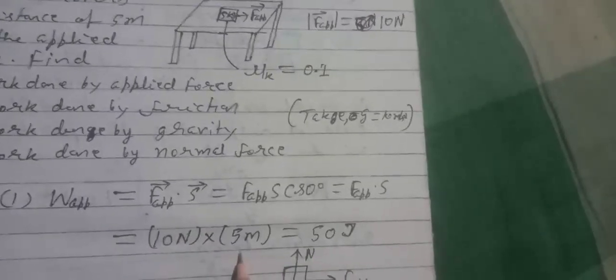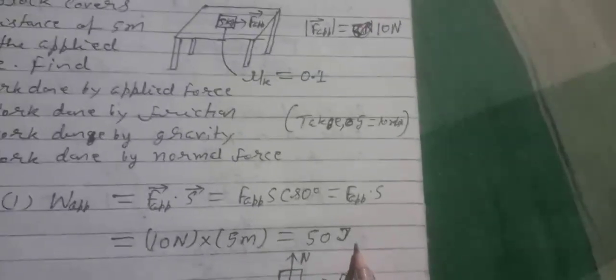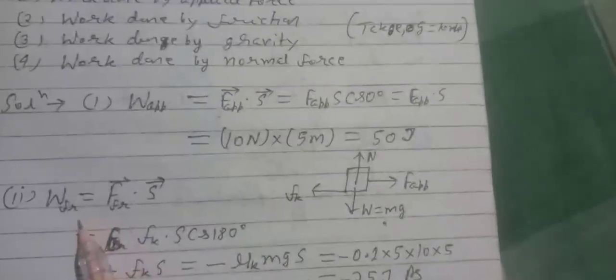So F applied into S. The value of F applied is 10 Newton and the magnitude of displacement is 5 meter. So we get 50 joule of work done by the applied force. Case second, work done by frictional force.